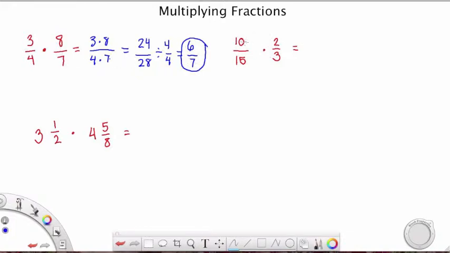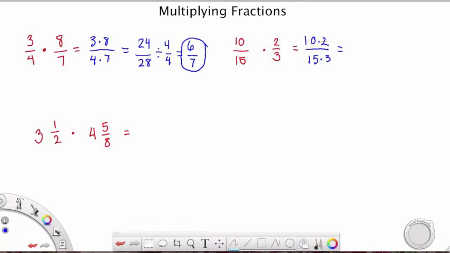Here we have another one, 10/15 times 2/3. Now some of you are going to say, well, I can simplify this, and we could factor, I believe, a 5 out of both the numerator and denominator. But we're going to do that at the end. If you want to do it first, at the beginning, we'll take a look at that as well. Okay, once again, numerator times numerator, we're going to have 10 times 2, and then denominator times denominator is 15 times 3.